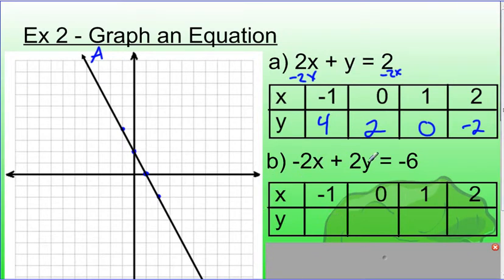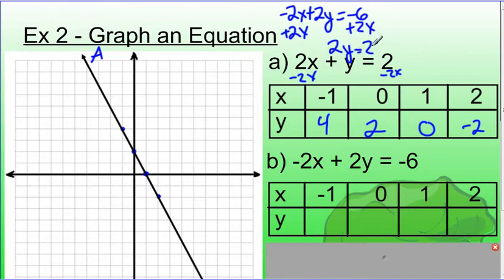So letter B. To get this by itself, so it says negative 2x plus 2y equals negative 6. We're going to add 2x. We get 2y equals 2x minus 6. Divide by 2. Divide by 2. These cancel. Y equals 1x minus 3, because negative 6 divided by 2 is a minus 3. Okay, so now we have this. If you can get that, it's going to make the rest of your problem quite a bit easier.